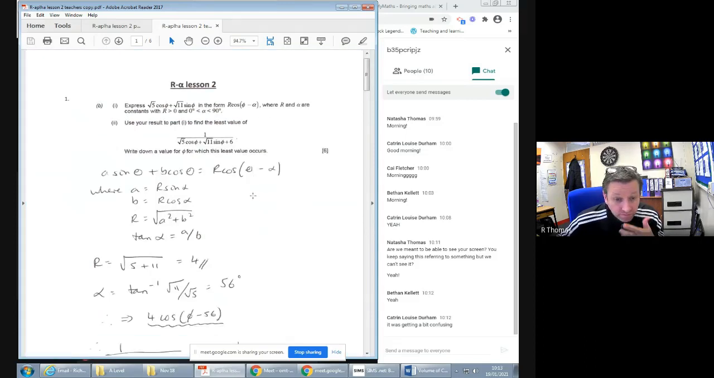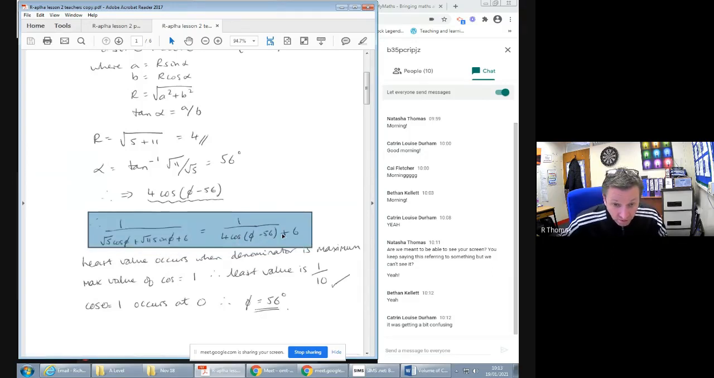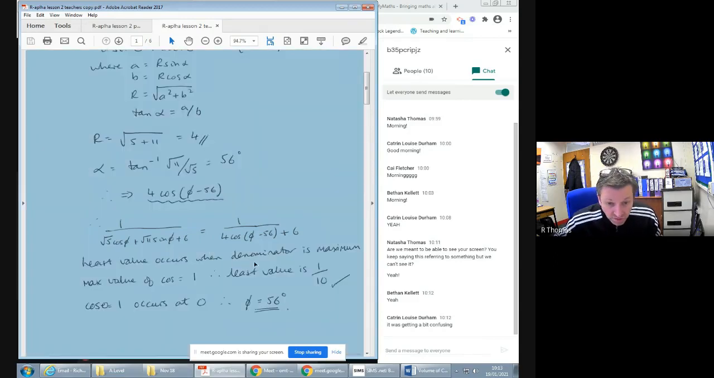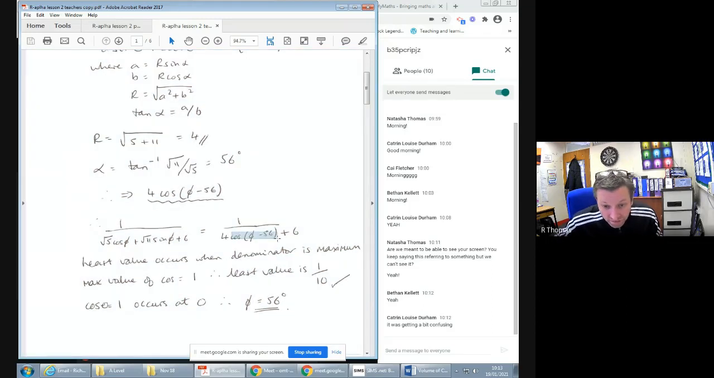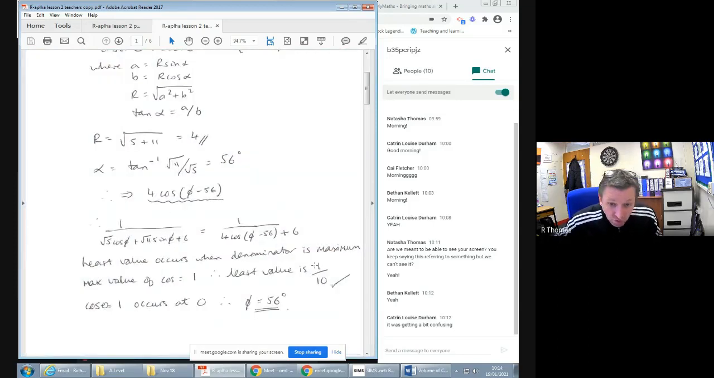I'm going to scroll down, and I get this. I worked this bit out in the first part of the question, so they are actually the same thing. So finding the least value of this would be the same as finding the least value of this side. Now, the least value occurs when the denominator is at its maximum. The maximum value you can have for cos of something is 1. So the maximum I can have for this part will be 1. 4 times 1 is 4. 4 plus 6 is 10. So the least value of this here will be 1 over 10.